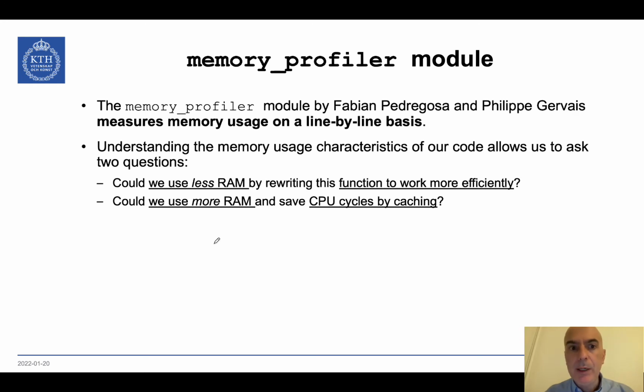So what is the memory profiler module? The memory profiler module, developed by Fabian Pedregosa and Philippe Gervais, measures memory usage on a line-by-line basis. Understanding the memory usage characteristics of our code allows us to ask two questions. First, could we use less RAM and be more performant by, for instance, rewriting this function more efficiently? A second question is, can we use more RAM and save CPU cycles by caching? That means that instead of recalculating some stuff, we can save it for later and reuse it.